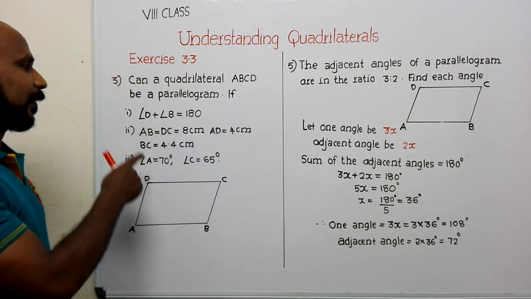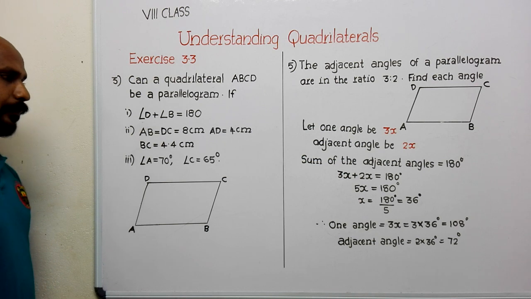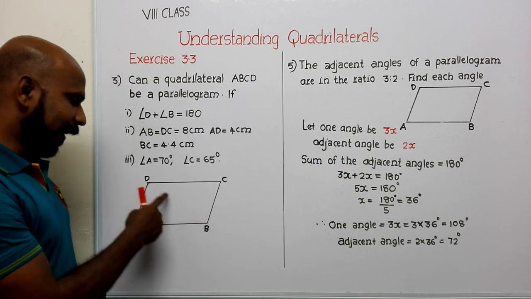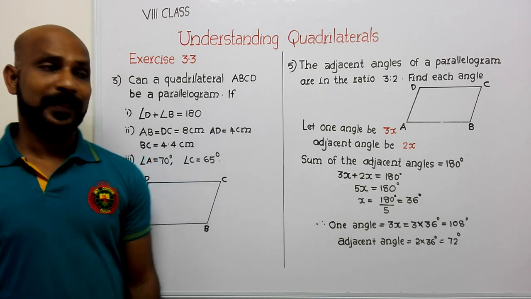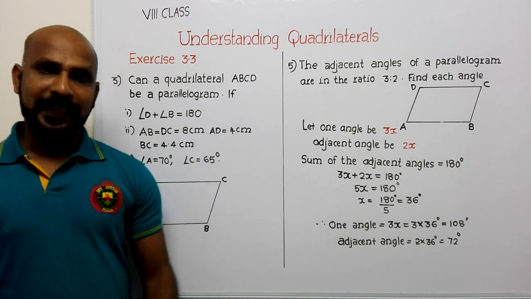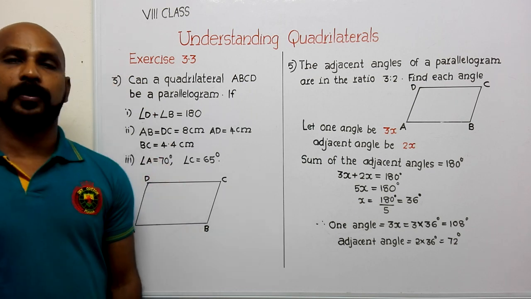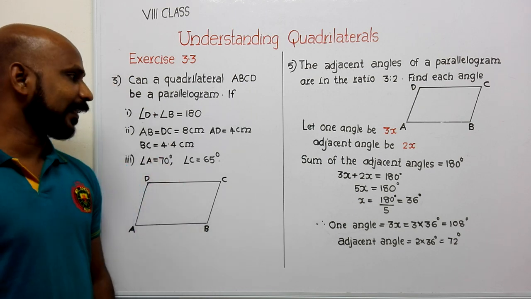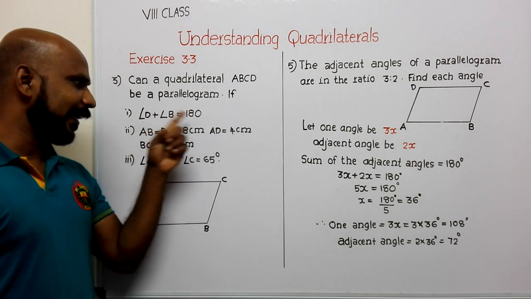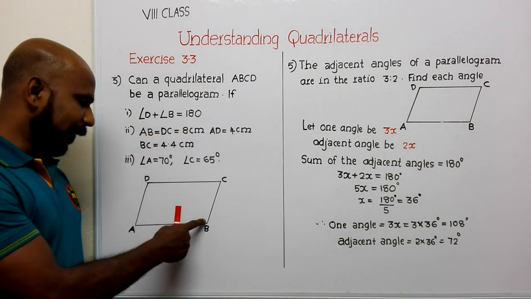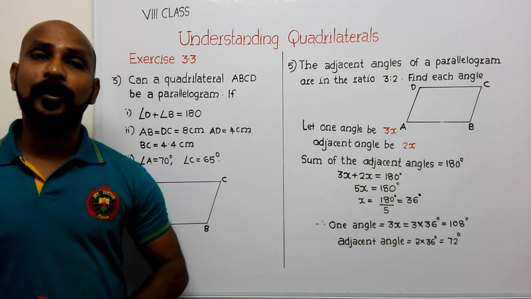Now you can see here, the first question: angle D plus angle B equals 180 degrees. Angle D and angle B are the opposite angles of a parallelogram, and their sum is given as 180. In this condition, can this quadrilateral be a parallelogram or not? So angle D plus angle B is given as 180 degrees. We know angle B and angle D should be equal. So it is not possible always.